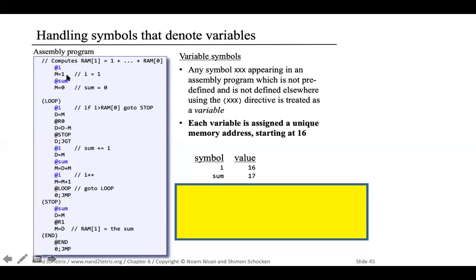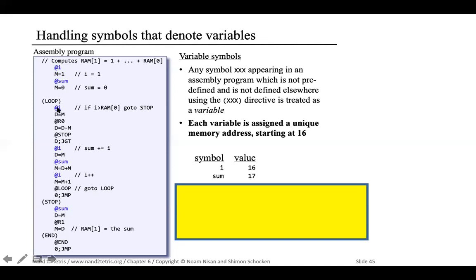Then it goes to the next line, identifies it as a C instruction, converts it into binary. It goes to at sum. Well, this is not a number. It is not a label because I do not see it in the symbol table yet. So this is something new. Let me push it to the symbol table as sum. And the next running value is 17, right?